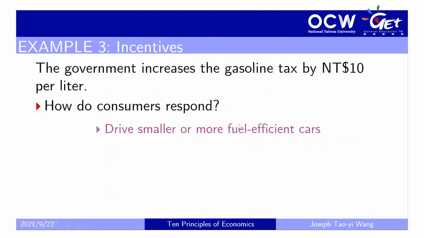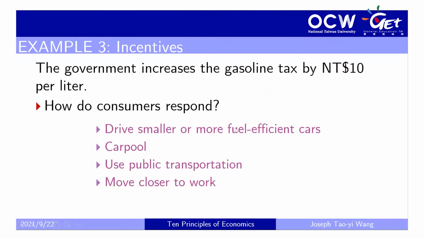Well, you might want to drive smaller or hybrid cars because they're more fuel efficient. You might want to carpool or take the subway, the MRT or the bus, or you want to move closer to where you work or study. Living in the dormitories is one way to do this. What about businesses? Well, the electric car companies would want to produce more electric cars, and transportation businesses that need big trucks that use a lot of gasoline would have to raise their prices.